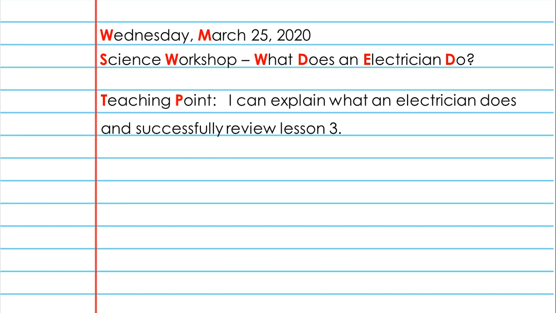Our lesson for today is titled, What Does an Electrician Do? Our teaching point for today is, I can explain what an electrician does and successfully review lesson 3. This is the last lesson that we're going to have related to our lesson 3. So that means that we're going to be taking a look at the main duties of an electrician, and then we're going to complete our review lesson.